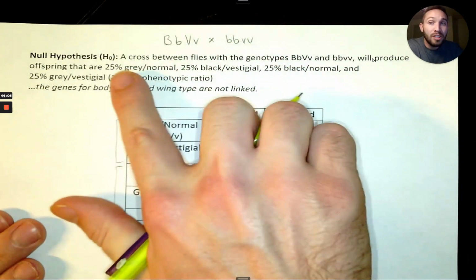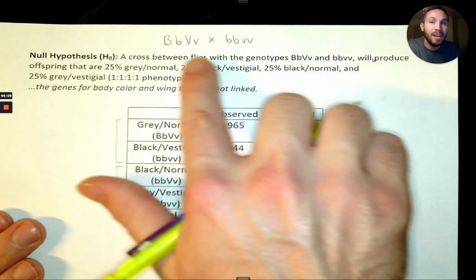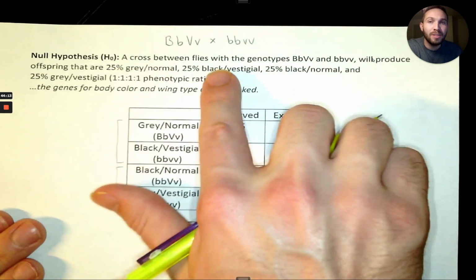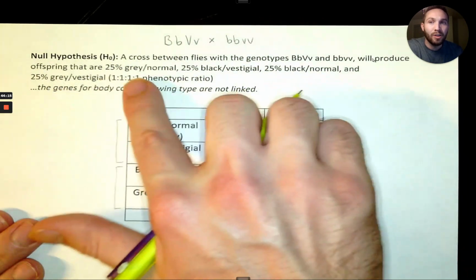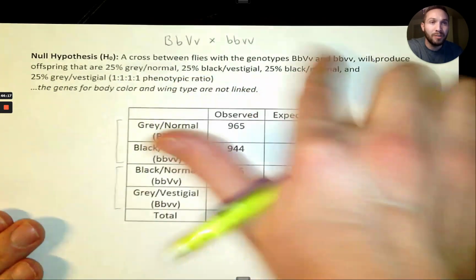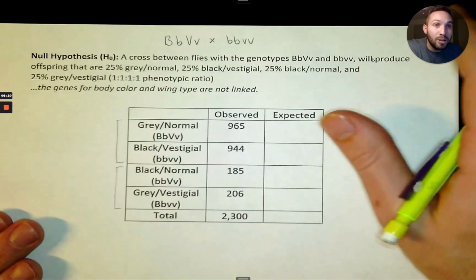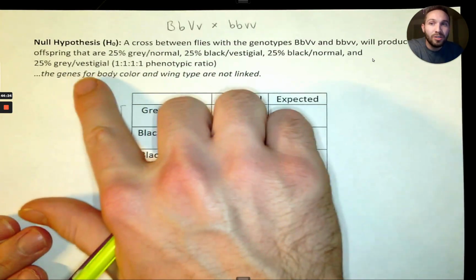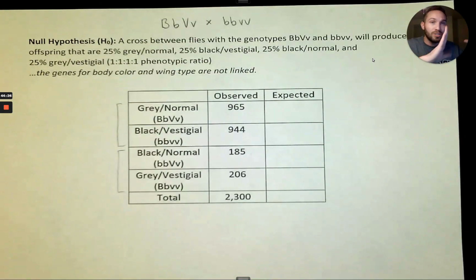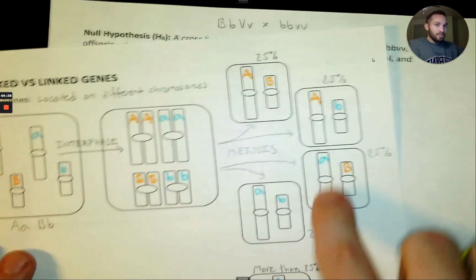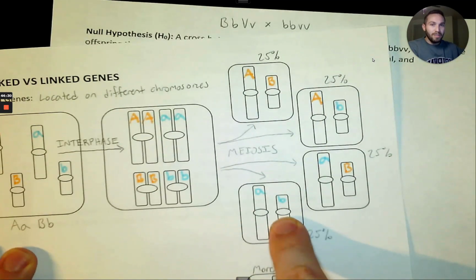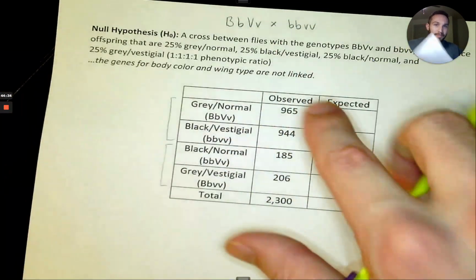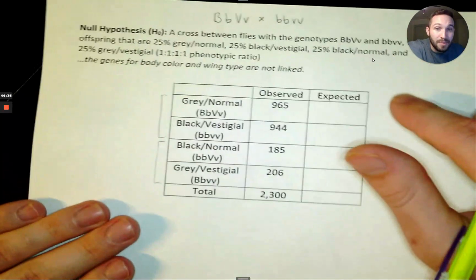And so for my null hypothesis, I'm going to say a cross between flies with these 2 genotypes will produce offspring that are 25% this, that, and this, or a 1-to-1-to-1-to-1 phenotypic ratio, which if you do the Punnett square, that's exactly what you should expect to happen. That should be your null hypothesis, which basically you're just assuming that these genes are not linked. We're going to assume a situation like this, where all of these should be equally likely to be passed on from this parent, producing these phenotypes in the offspring.